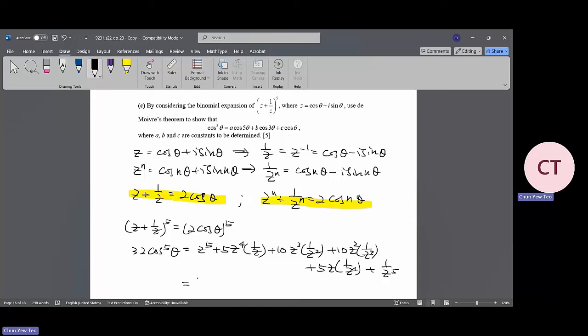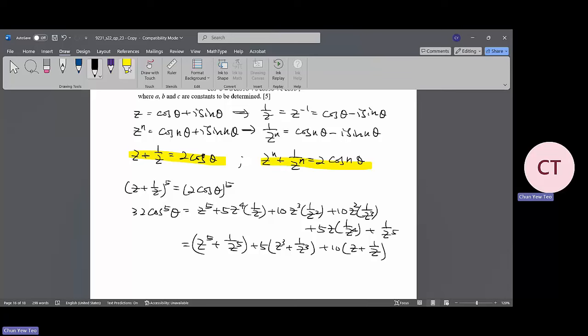Expand and simplify: z to the power 5 plus 1 over z to the power 5 is one group. Then z cubed plus 1 over z cubed is one group. And z plus 1 over z is another group. So by applying the result over here, you will get 2 cos 5 theta plus 10 cos 3 theta plus 20 cos theta.